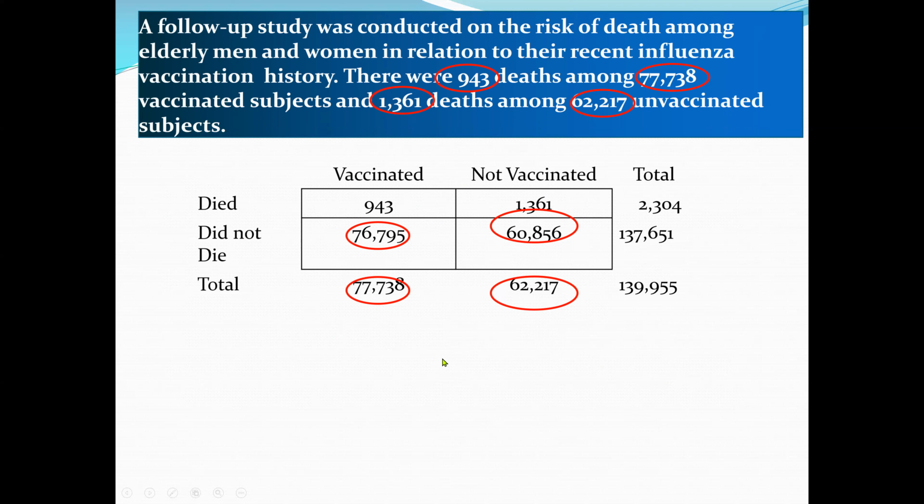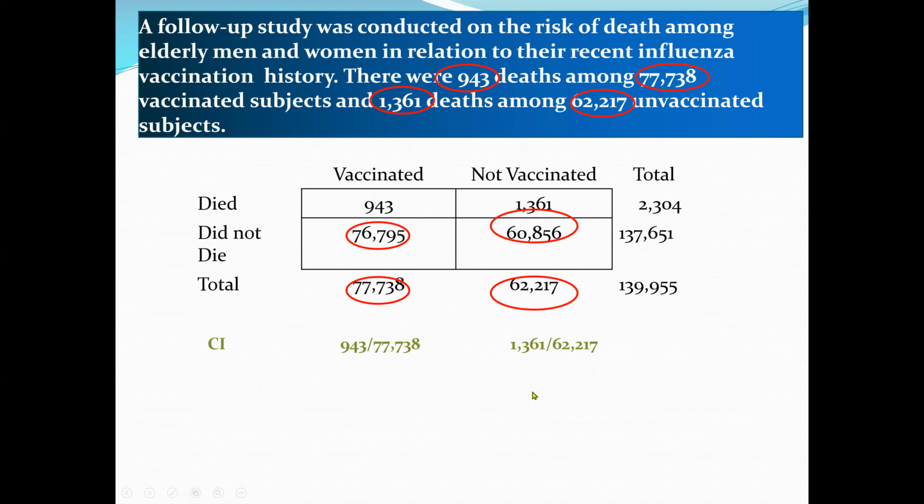So now we have our 2x2 table, all the data we need. The total population is given. Total who died, we were able to add all together. Total who did not die, we had all together also, so we have these three total values. So now we finish with step one.